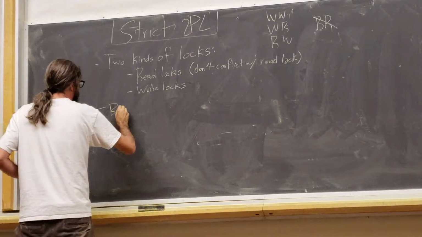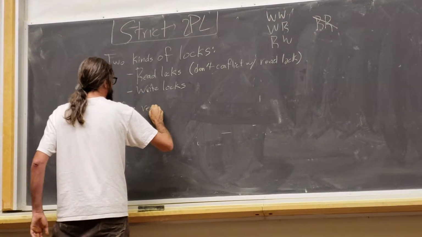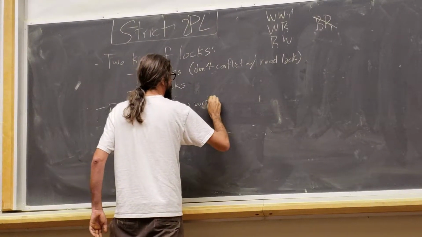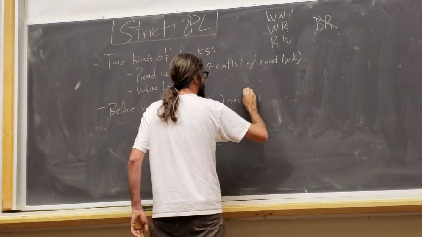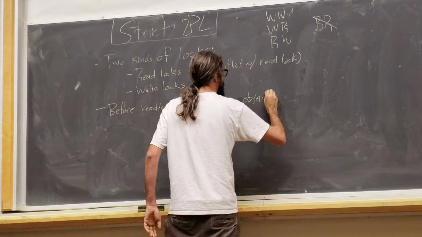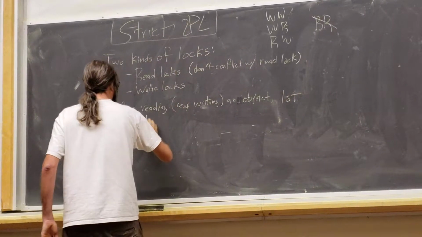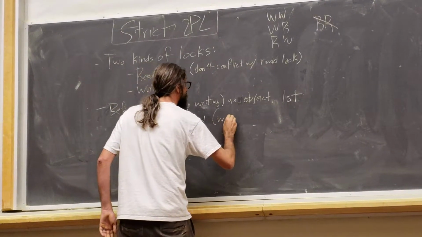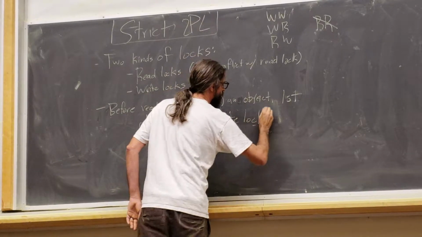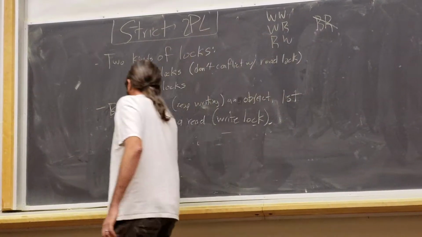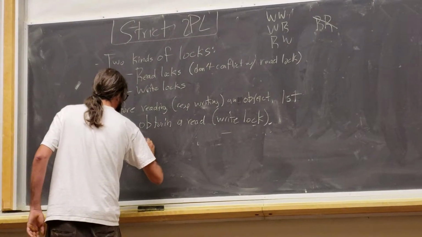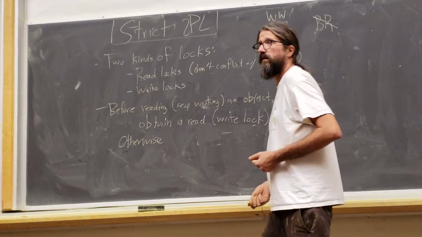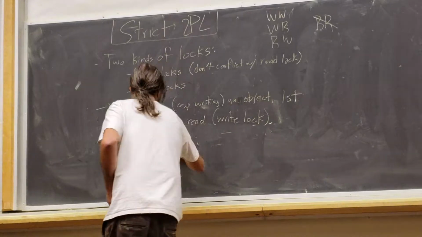Number two is before reading, respectively writing, an object, first obtain a read, respectively write, lock. Otherwise, wait. And typically, wait means insert yourself in a queue so that you eventually get your chance to get that lock. Insert yourself in a queue in front of the lock.